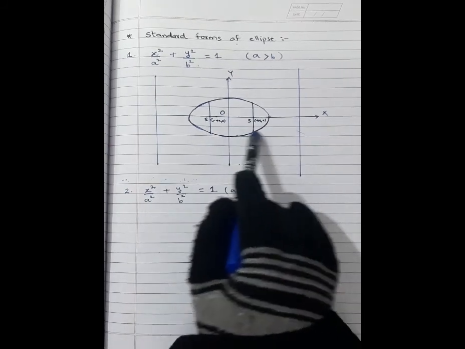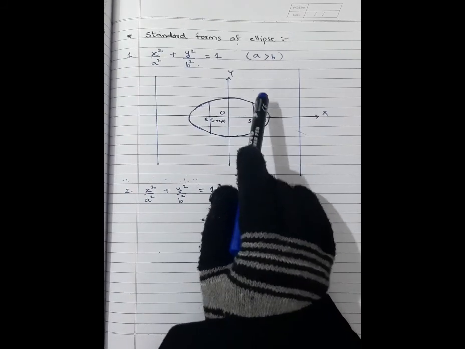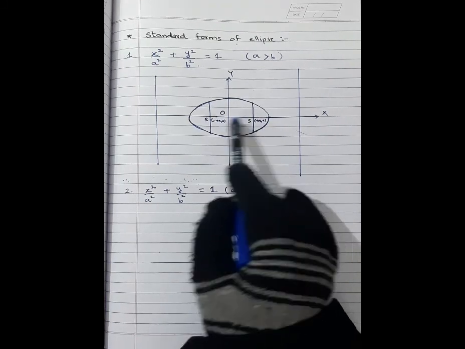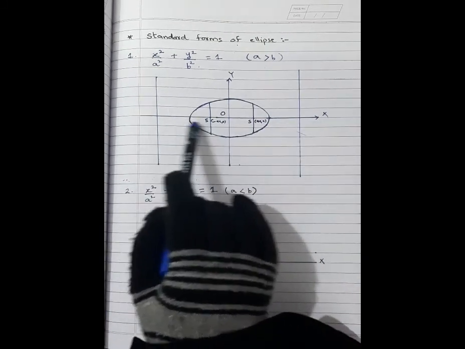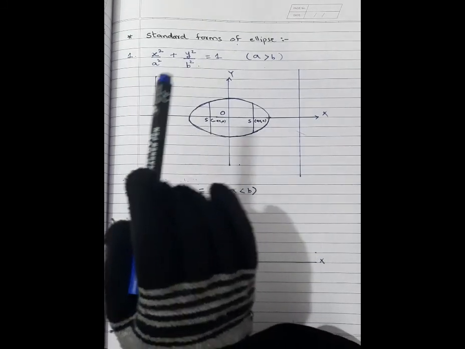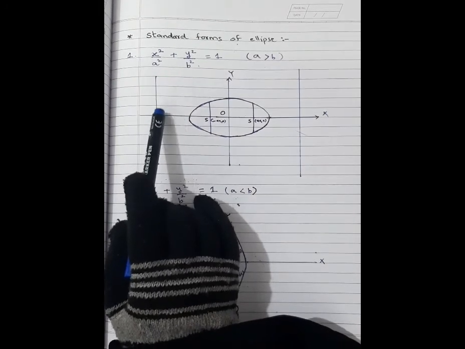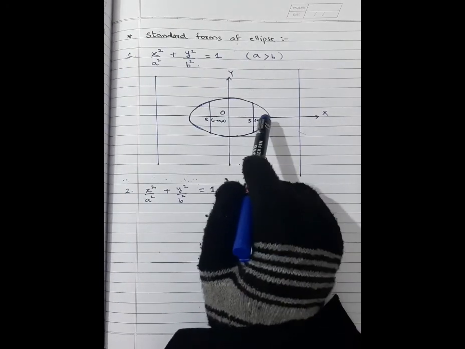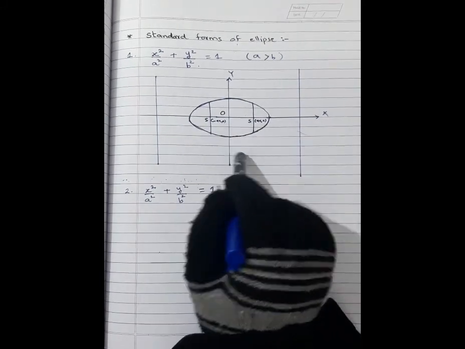There are 2 points. Here, first on the x-axis the point is (a, 0) and on the negative x-axis (minus a, 0). So this is the first type of ellipse. Here a is greater than b, then the ellipse is on the x-axis.